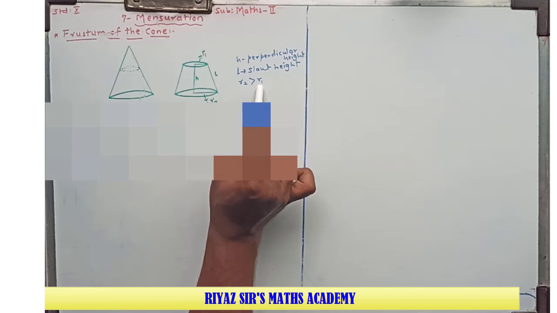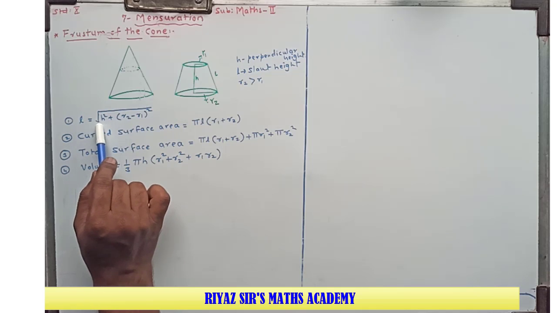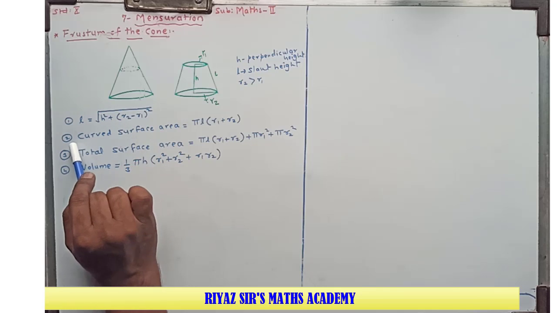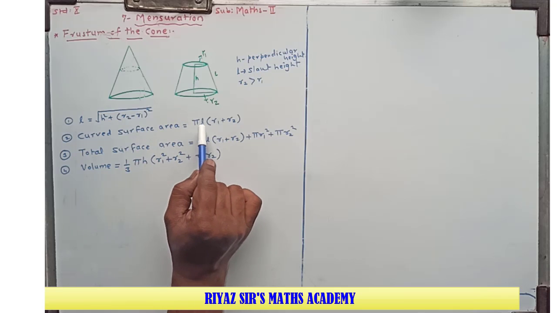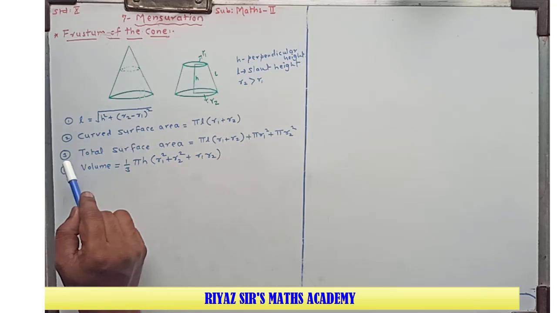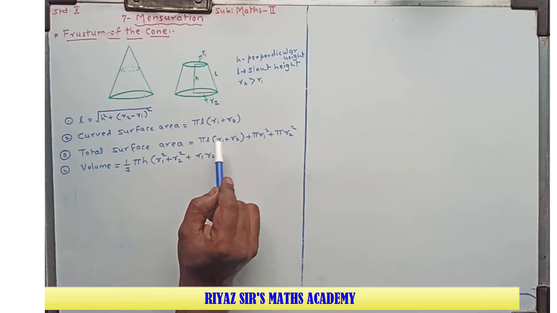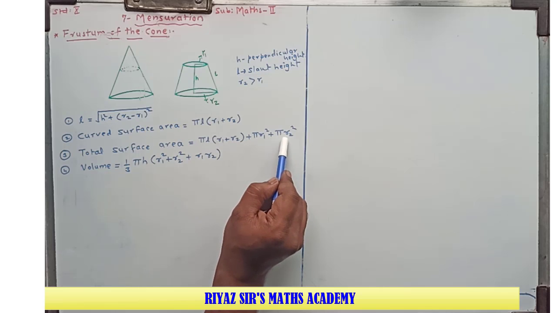If R2 is greater than R1, then the formula to find slant height is equal to square root of h square plus bracket R2 minus R1 bracket square. Second formula is curved surface area of that frustum is equal to pi L bracket R1 plus R2, and third is total surface area is equal to pi L bracket R1 plus R2 plus pi R1 square plus pi R2 square.